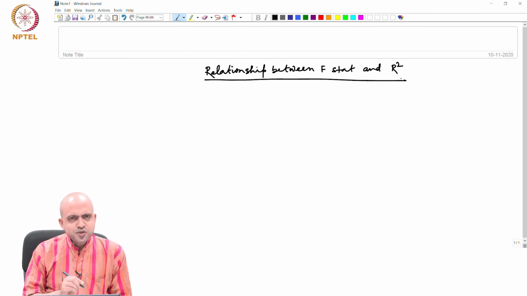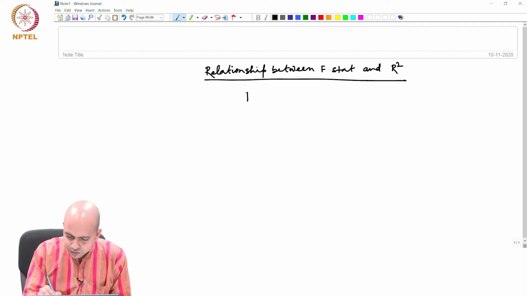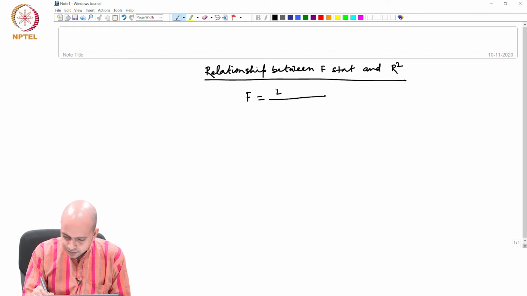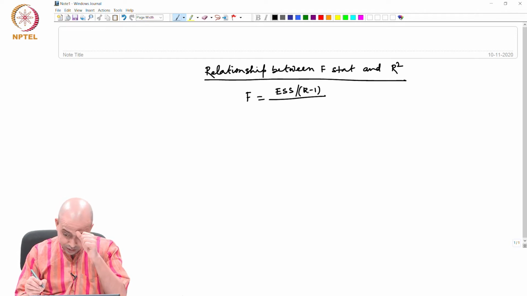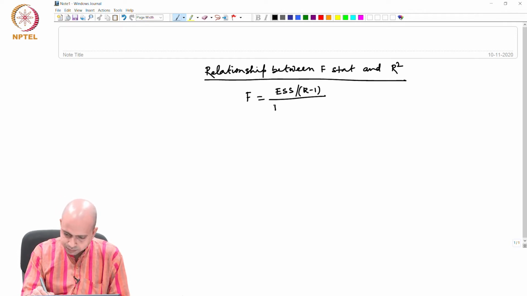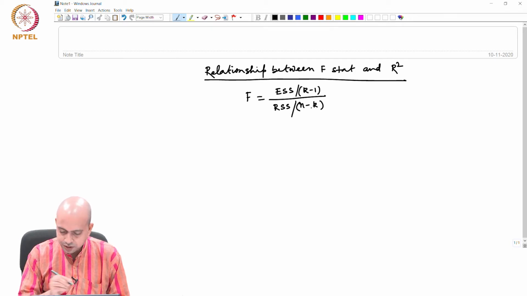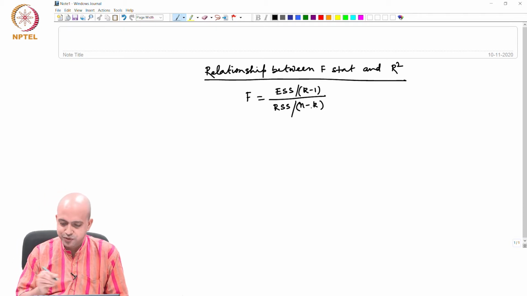Okay. Now, F-statistic, if you recall, how have we defined the F-statistic? F-statistic was defined as ESS by its corresponding degrees of freedom, which is k minus 1 when you have k number of parameters to be estimated from the model, divided by RSS with its corresponding degrees of freedom, which is n minus k, right. This is how we have defined our F-statistic.